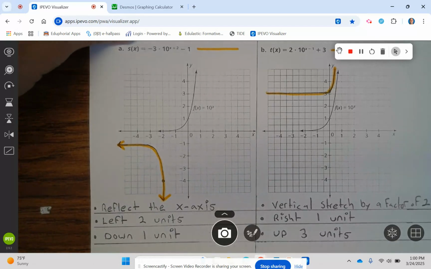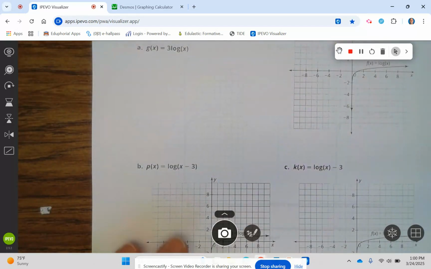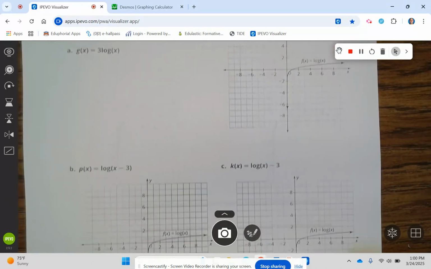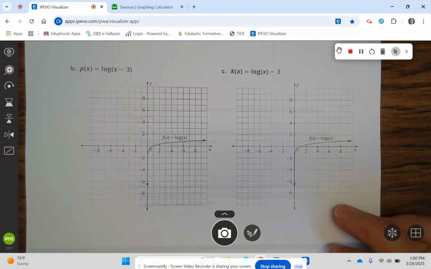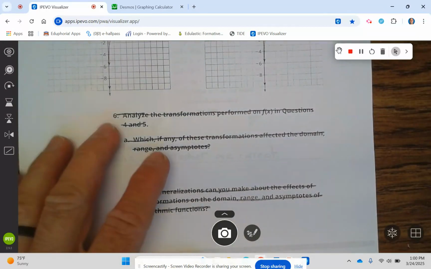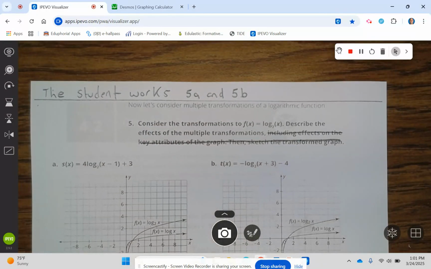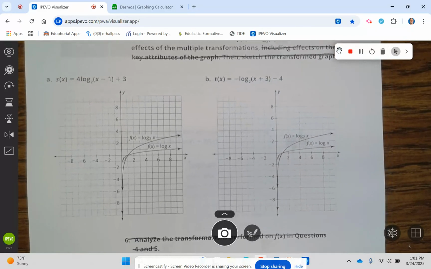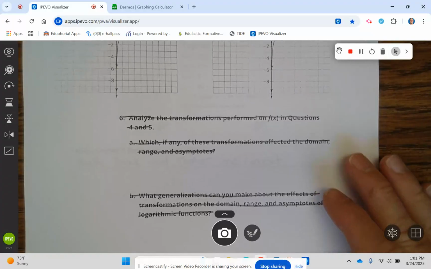All right, let's take a look at the next page. The student works 4A, 4B, and 4C. The student works 5A and 5B. Okay.